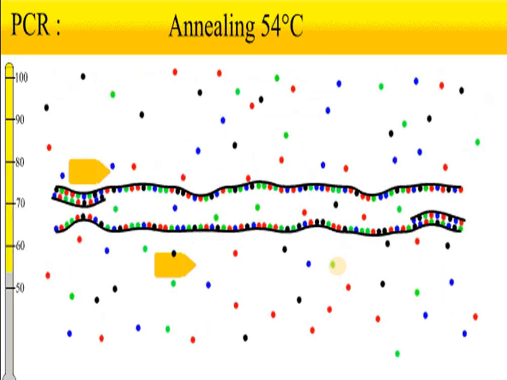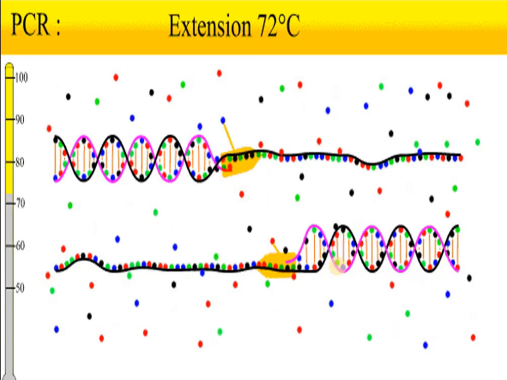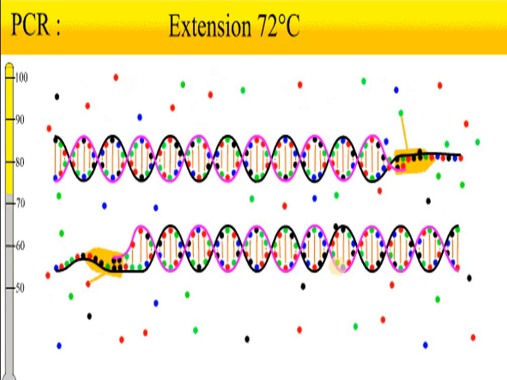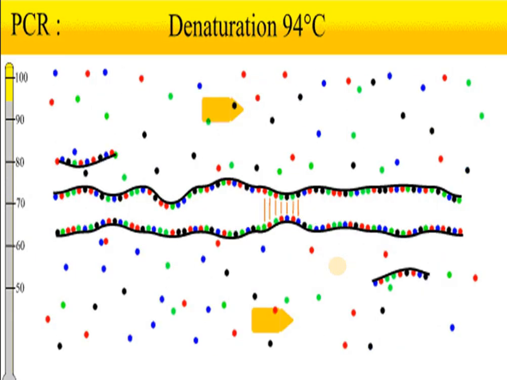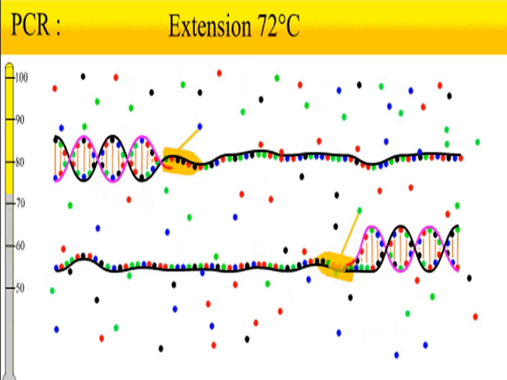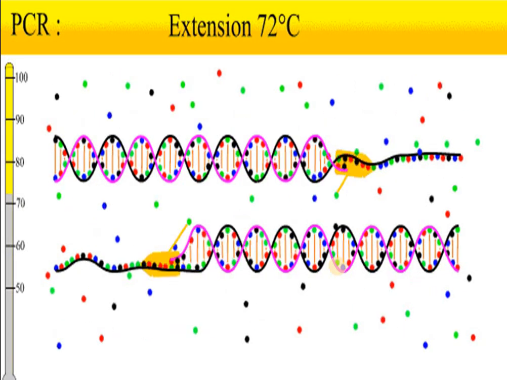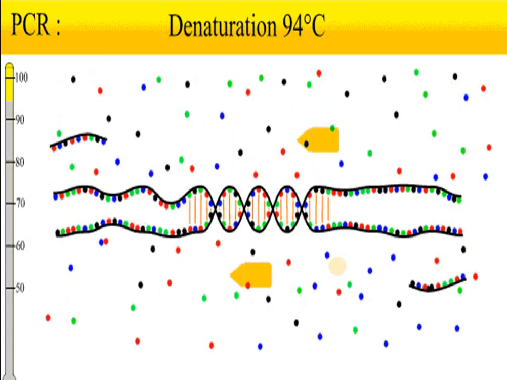Extension means polymerase will add base pairs. You can easily see in this animation. This is denaturation, which means separation of the two strands. Then the primer will be added to that, then your enzyme will be added and extension will be done. So this is overall your polymerase chain reaction.